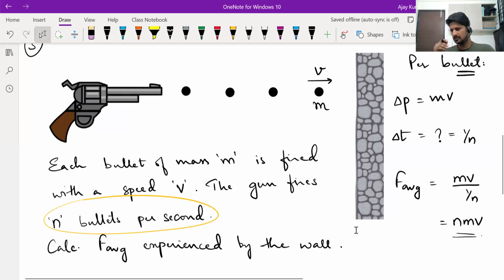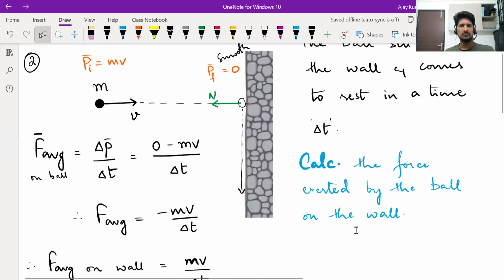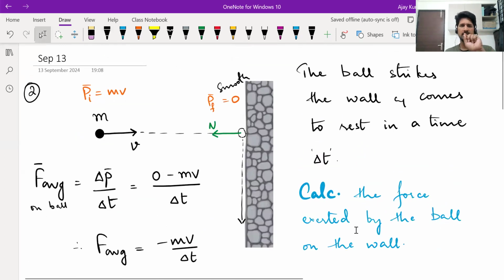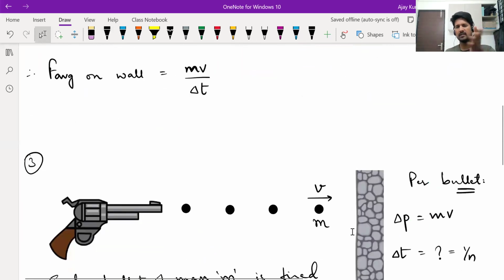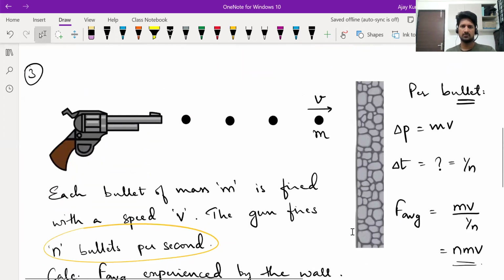Questions like this are quite common. You may even be asked something like, water is projected against a wall. How much force acts on the wall? Such questions can be asked. So remember, you have to see particle-wise. If you know how much force one particle exerts, then you can tell the average force exerted by any number of particles also.